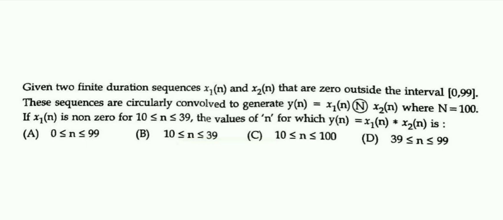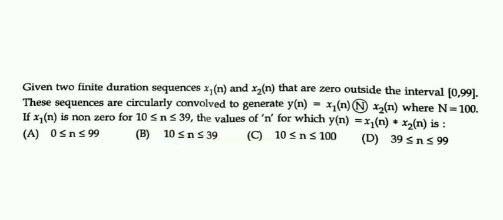See, they have given two sequences x1 of n and x2 of n, both having a length of 100, 0 to 99, totally 100. And they are doing a circular convolution between x1 of n and x2 of n. So we know that if x1 of n and x2 of n have length N, y of n also has the same length N. But what they ask is, for what values of small n will linear convolution and circular convolution have the same value. And one condition they have given: x1 of n is non-zero for 10 to 39.